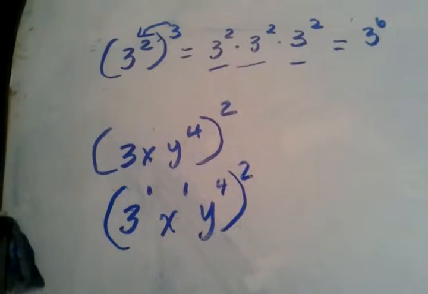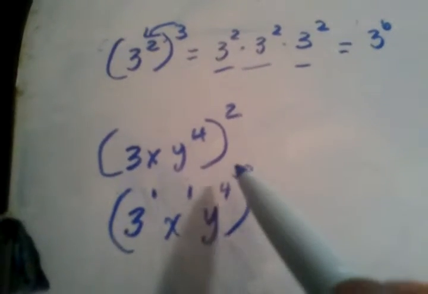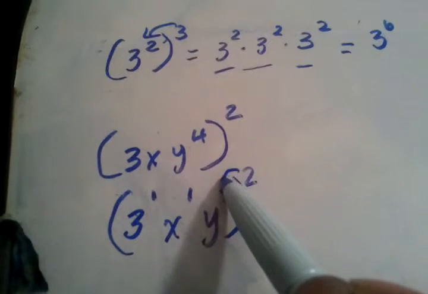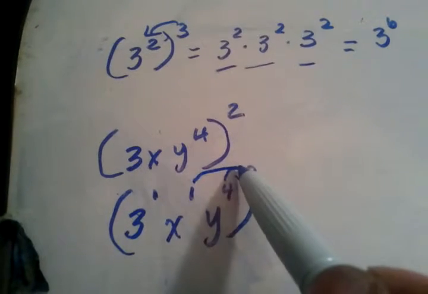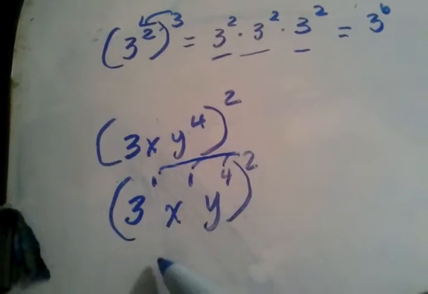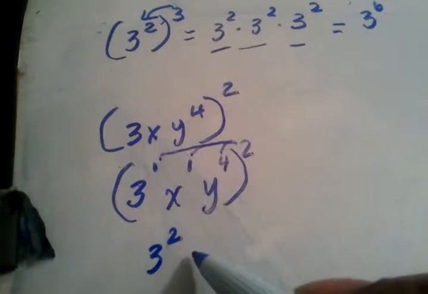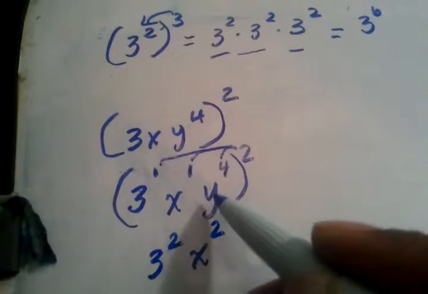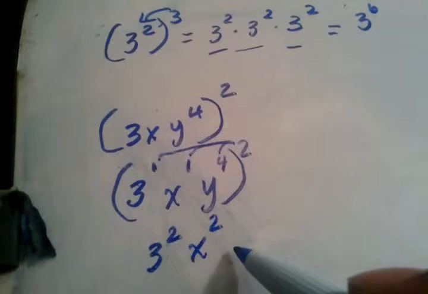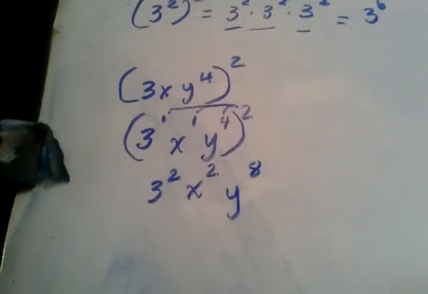And we're going to do it the shortcut way, because I don't want to write all of this out twice. So it's going to be this times this times this, and this times this. So 3 to the 1 times 2 power. That is 3 squared. X to the 1 times 2 power. That is x squared. And y to the 4 times 2 power. That is y to the 8th. So this is the final answer.